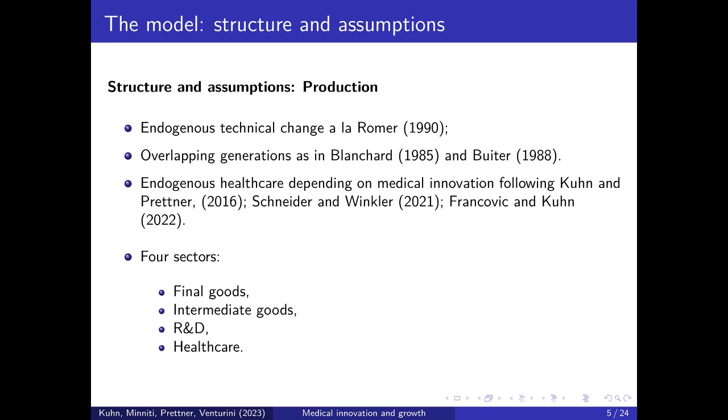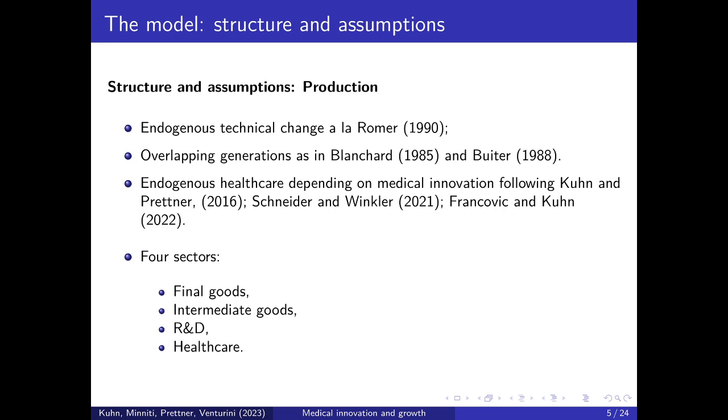And third, the literature on endogenous healthcare, where we assume that healthcare that reduces mortality depends positively on medical innovation, where we follow basically the literature, and here in particular the paper by Frankovic and Kuhn. So medical progress induces healthcare spending, and healthcare spending together with medical innovation reduces mortality, and this has repercussions on population growth and on investment savings decision.